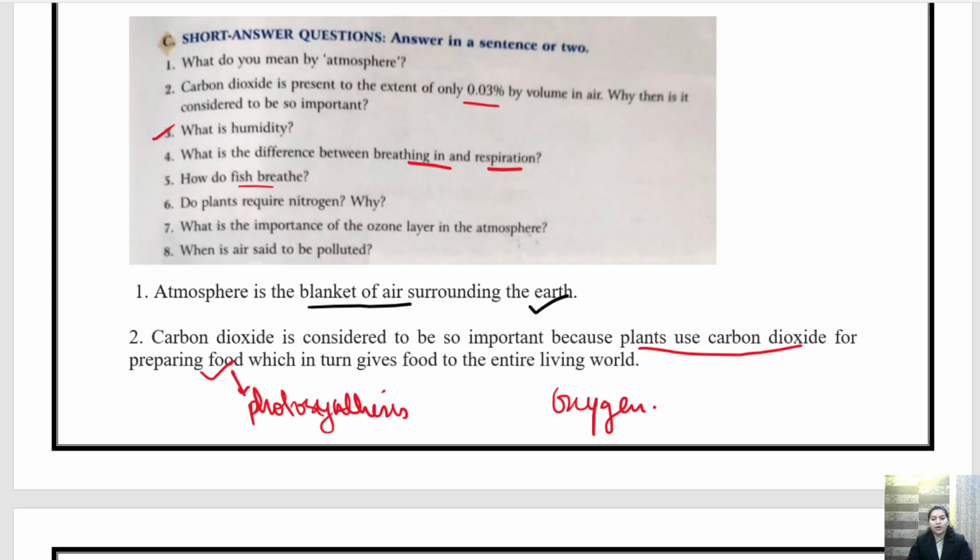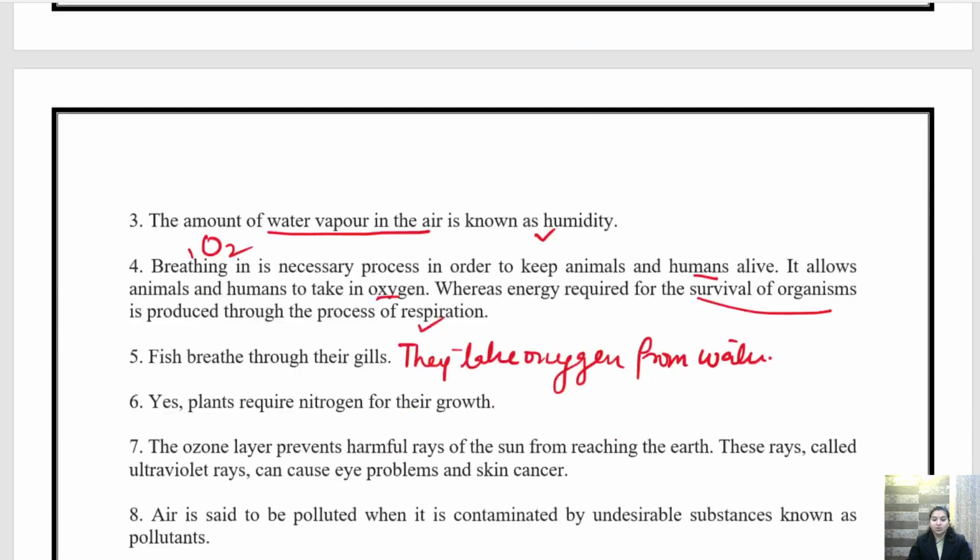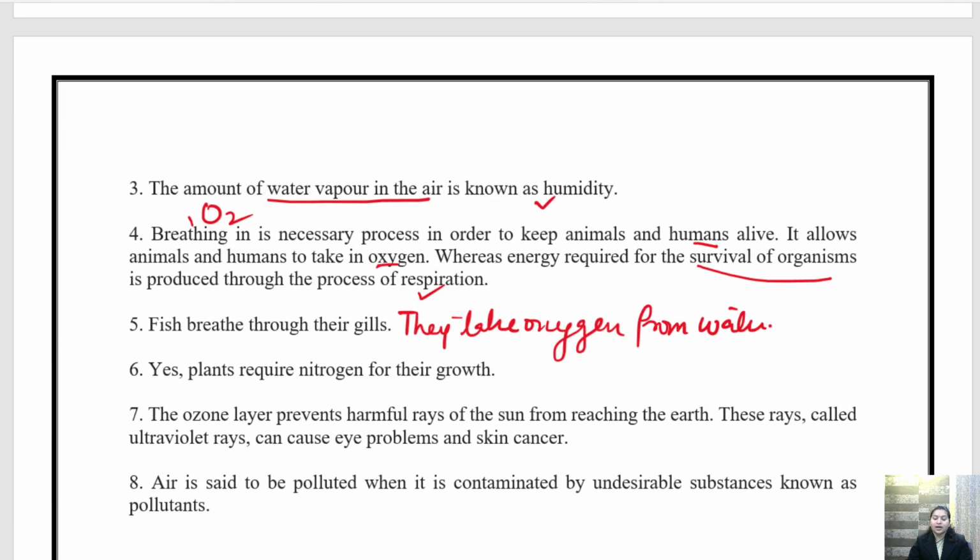Do plants require nitrogen? Why? Definitely, plants require nitrogen. And why do they require nitrogen? It is written, yes, plants require nitrogen for their growth. Nitrogen is very important for the growth of plants. It is a very essential mineral.